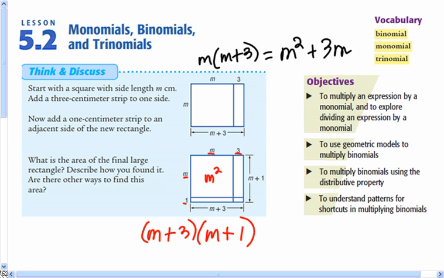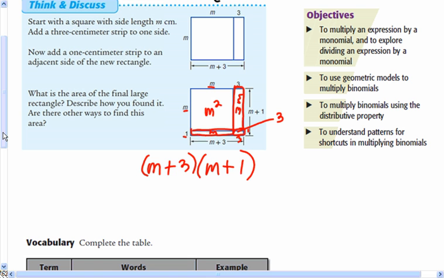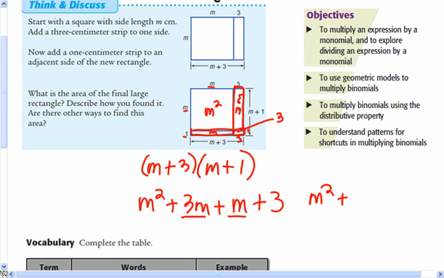This area is m squared. This area here is 3 by m, so 3 times m. This area right here is 1 times m, or just m. And then this little piece right here is 1 by 3. 1 times 3 is 3. So I can also represent this expression as the four parts added together, m squared plus 3m plus m plus 3. And I can simplify part of that by combining like terms. I get m squared plus 4m plus 3.